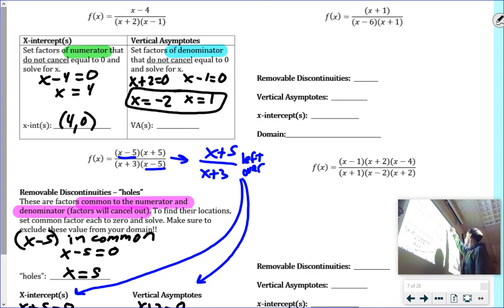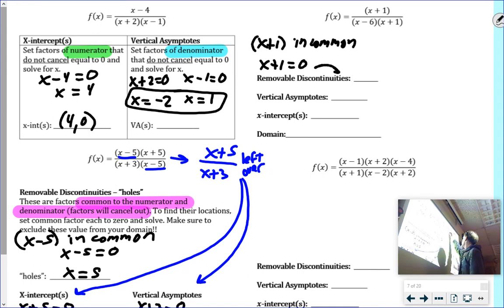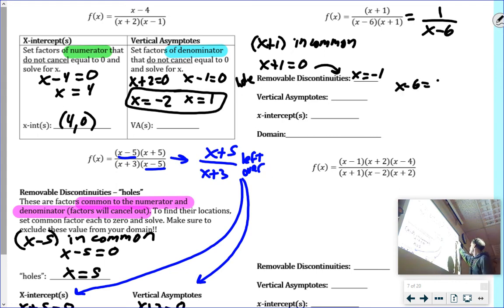Okay, so for the hole, we have the x plus 1 in common. So we get x plus 1 equals 0, which means x equals negative 1. That's where our hole is. And then we come up here. If we cancel those out, what's left over? We have 1 over x minus 6 because that x plus 1 would cancel. So the VA, we get that from x minus 6 equals 0. So x equals positive 6.